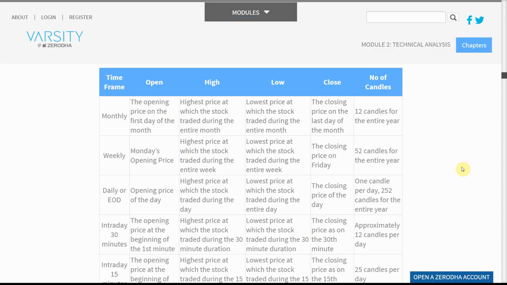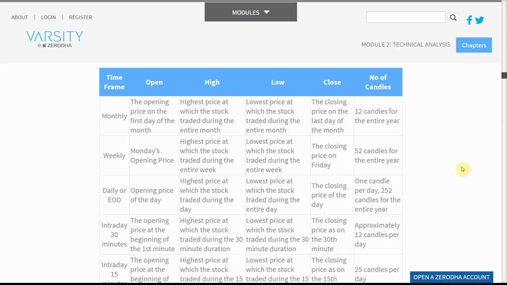Weekly: Monday is the opening price, the highest price at which the stock traded during the entire week, the lowest price at which the stock traded during the entire week, the closing price on Friday, 52 candles for the entire year. Daily or EOD: the opening price of the day, the highest price at which the stock traded during the day, the lowest price at which the stock traded during the entire day, the closing price of the day, 1 candle per day. 252 candles for the entire year.